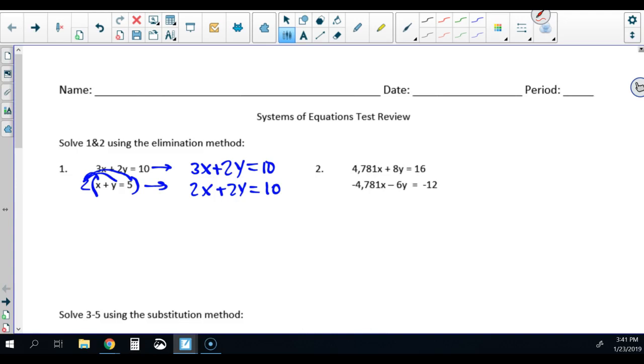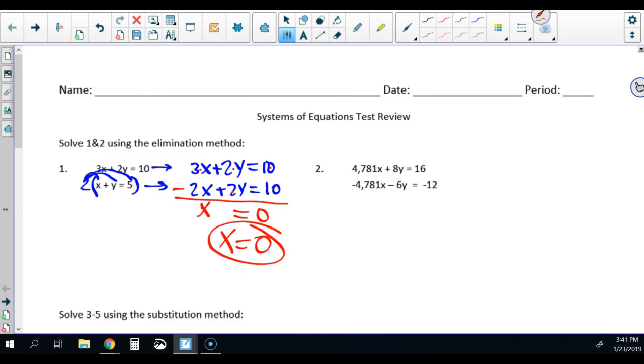Now I have my 2y and 2y. So to make the y's eliminate, I need to subtract the whole bottom equation from the top equation. 3x minus 2x is 1x. 2y minus 2y eliminates, equals 10 minus 10 is 0. It always kind of gets weird working with 0, but that is your x right there. x equals 0. That's half of our solution.